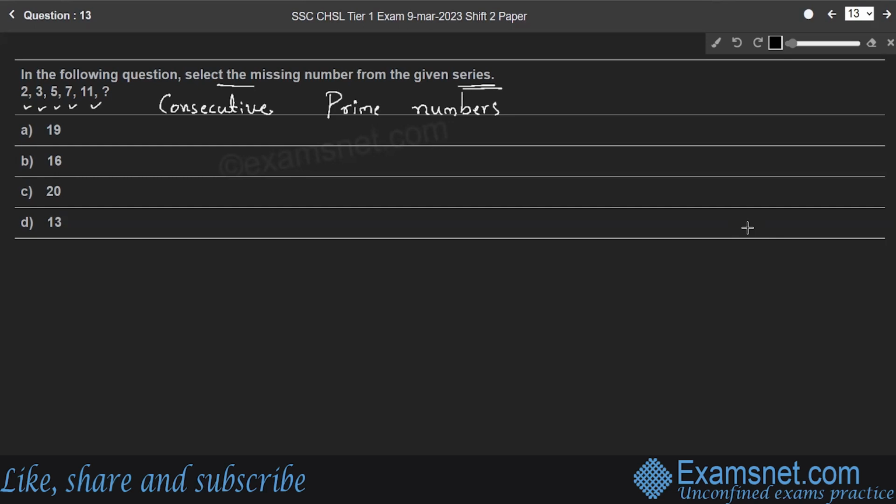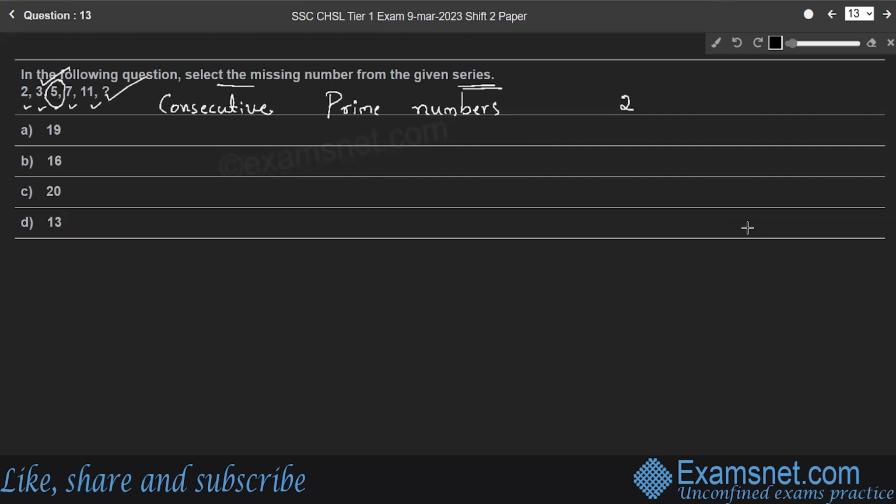Prime numbers are the numbers which are divisible only by 1 and the number itself. So 2 is divisible by 1 and 2, whereas 3 is divisible by 1 and 3, and 5 is divisible by 1 and 5. Like that, they are consecutive prime numbers.